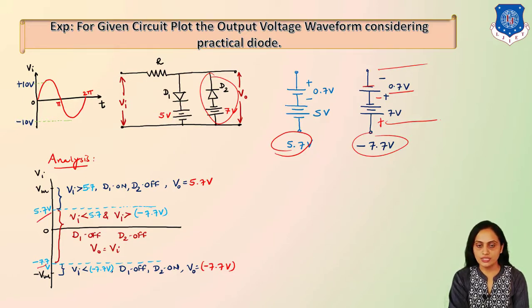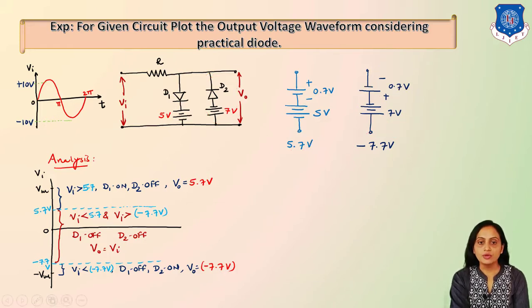So these voltages are there, and now we will do the analysis for the first range, that is input greater than 5.7. When input is greater than 5.7, then what happens? Diode D1 anode terminal is at a greater potential than that of the cathode terminal, including the potential barrier drop across the D1, and that is why diode D1 is on.